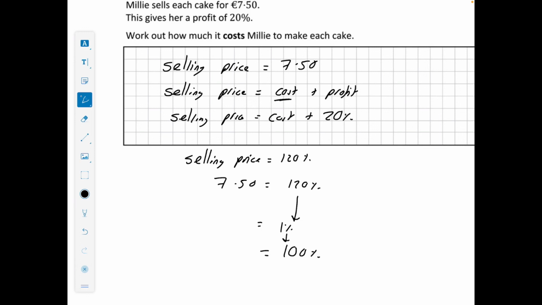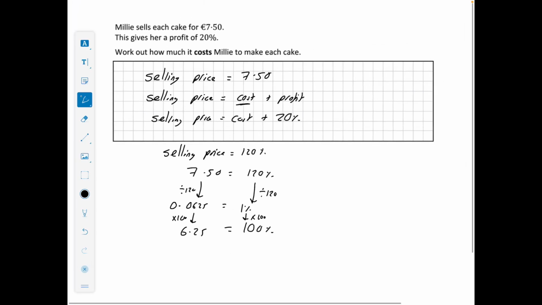And then we're going to go to 100%. So to go from 120 to 1, we'll divide by 120. We're going to do the same thing to this side. 7.5 divided by 120 gives me 0.0625. But to go from 1% to 100%, we'd multiply by 100. So we'll do the same thing there. Okay, that gives me 6.25.